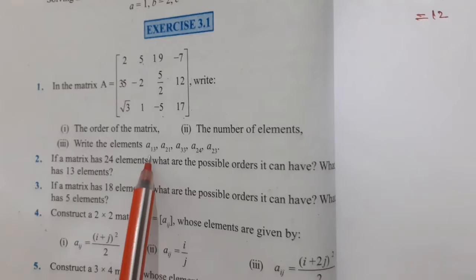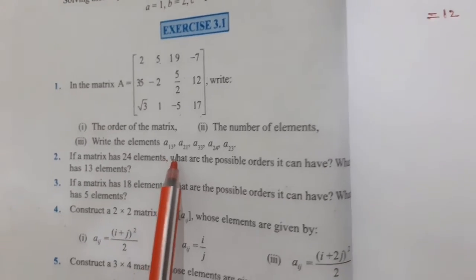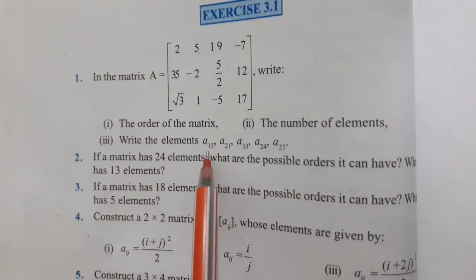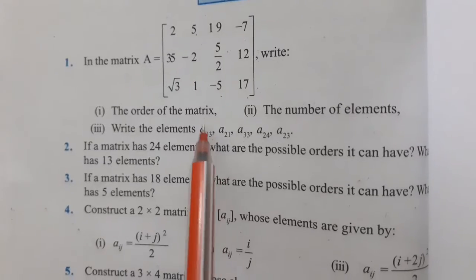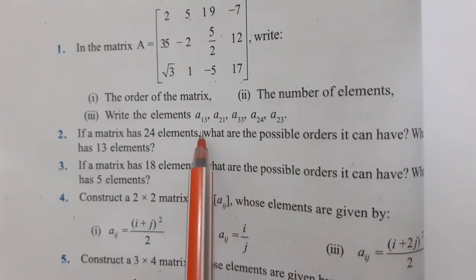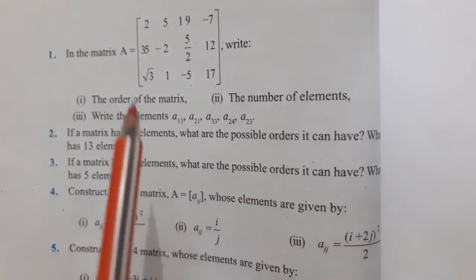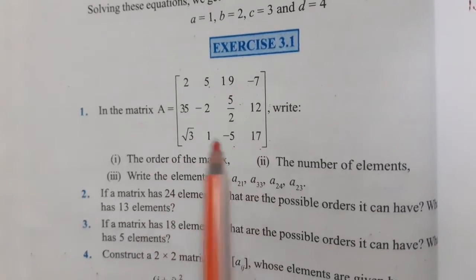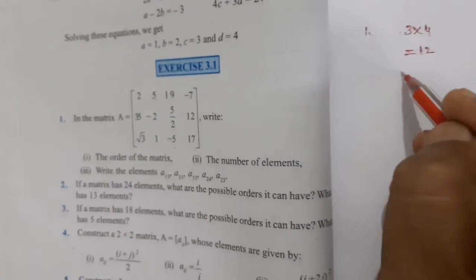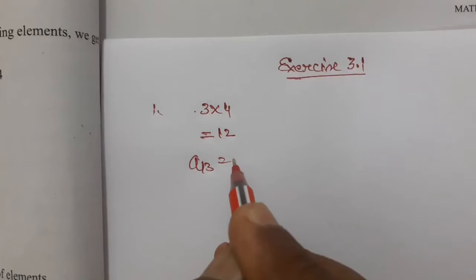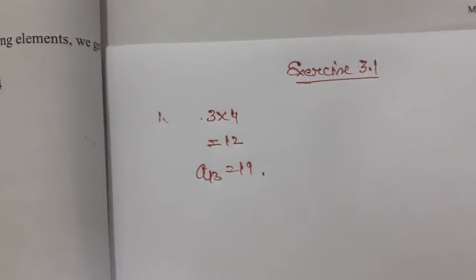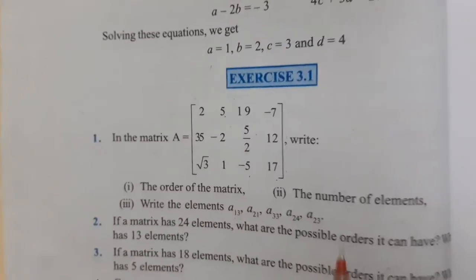Now the third part of this question, write the element A13. What is the meaning of A13? 1 represents the first row and 3 represents the column. A13 means you have to find the element which belongs to the first row and third column. This implies that A13 equals 19. Similarly, you can find the other elements.